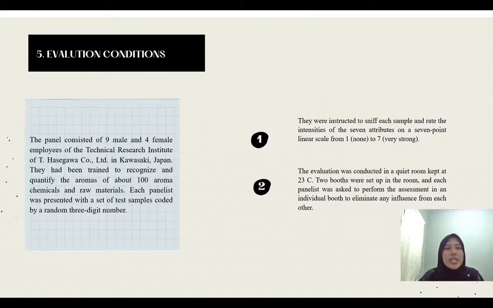For the last procedure, evaluation condition, the procedure before was used in this procedure, as the panel were instructed to sniff each sample and rate the intensity of the 7 attributes on a 7-point linear scale from 1 to 7, which is very strong. So the evaluation was conducted in a quiet room, kept at 23 degrees Celsius. Two booths were set up in the room, and each panelist was asked to perform the assessment in an individual booth to eliminate any influence from each other.